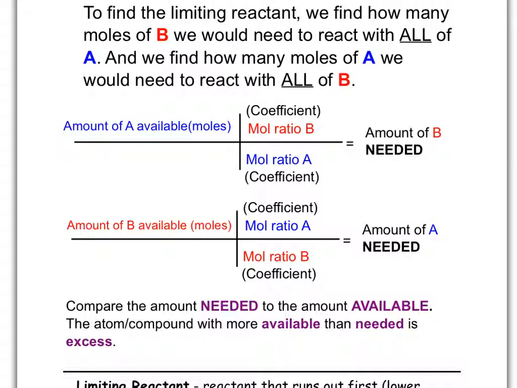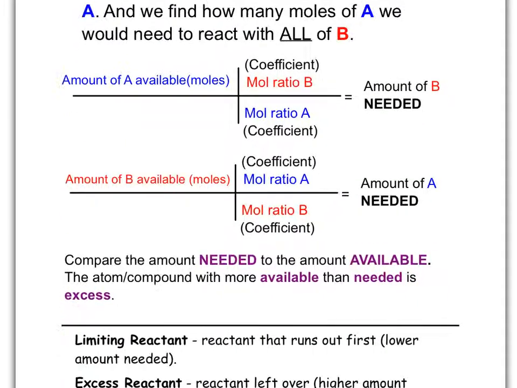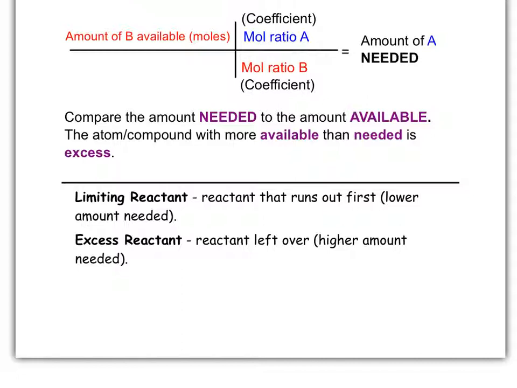And then you do the reaction the other way. Well, to use up all of the B I have in the world, how much of A would I need? So you compare the amount needed to the amount available, and whichever compound has more available, so whichever you have more of compared to what you need, is going to be your excess. And then just a quick reminder down here, your limiting reactant is the reactant that runs out first. Your excess reactant is the reactant that you have left over.